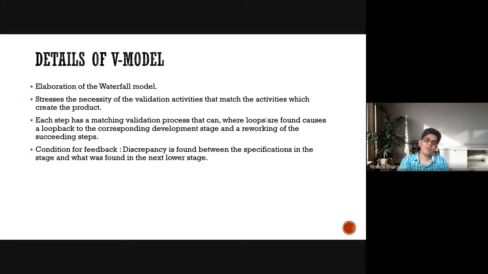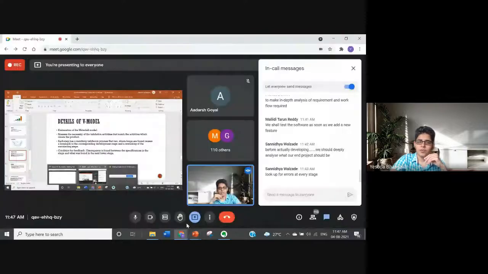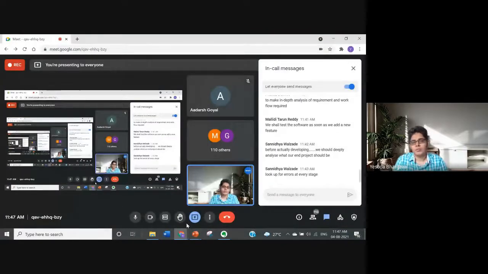So basically, the V model is an elaboration of the waterfall model. It stresses the necessity of validation activities at each step in the waterfall model. It is very different from the iteration in the waterfall model. Can anybody explain what is the difference between the iterative model and the V model, looking at the diagrams? What is the main difference you see in the iterative waterfall model and the V model?